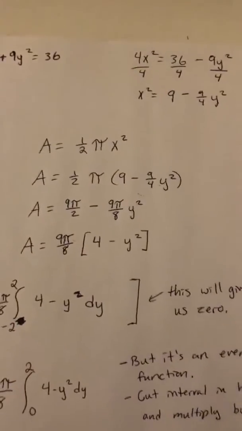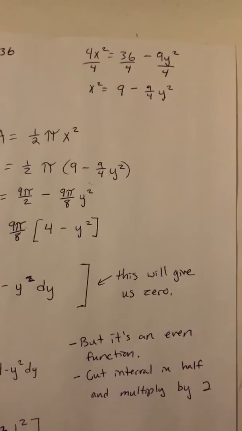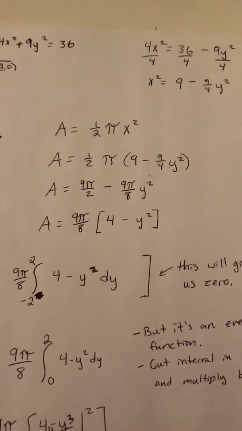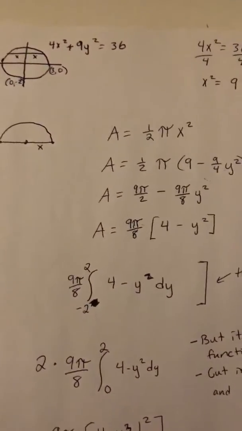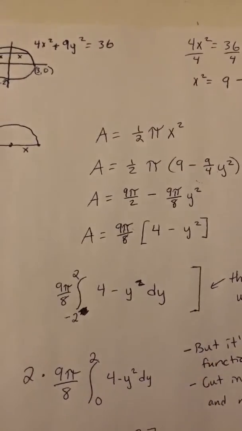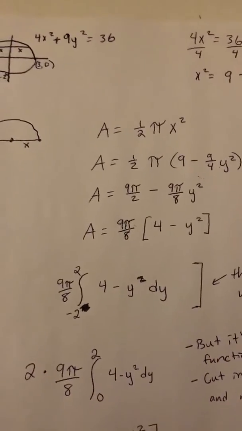But it's an even function, right? So we can cut the interval in half and multiply it by 2. So if we integrate from 0 to 2, we'll just multiply that integral by 2, and then we'll have the full volume.